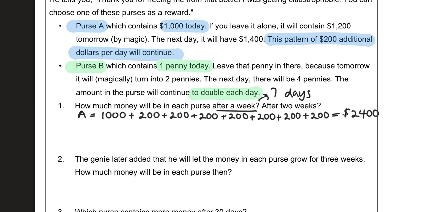Okay? When we have this repeated addition, plus 200, like that, we can also rewrite that as multiplication. So A would be 1,000 plus 200 times 7, because we had 7 days. So that would still give us that 2,400.